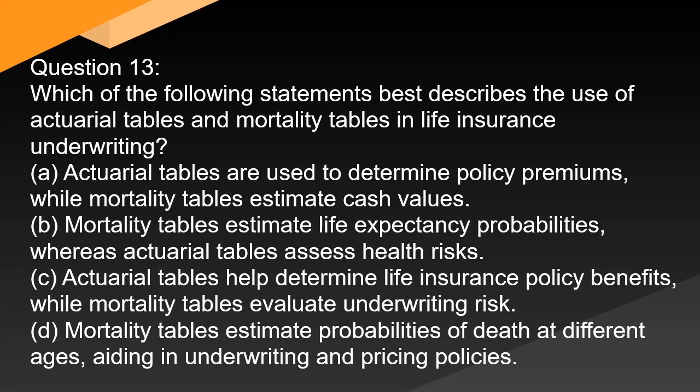Question 13. Which of the following statements best describes the use of actuarial tables and mortality tables in life insurance underwriting? A. Actuarial tables are used to determine policy premiums, while mortality tables estimate cash values. B. Mortality tables estimate life expectancy probabilities, whereas actuarial tables assess health risks. C. Actuarial tables help determine life insurance policy benefits, while mortality tables evaluate underwriting risk. D. Mortality tables estimate probabilities of death at different ages, aiding in underwriting and pricing policies.